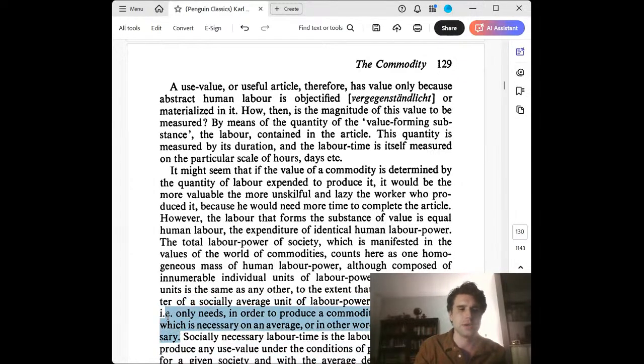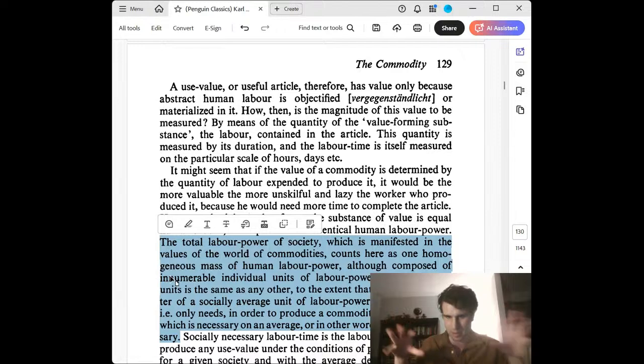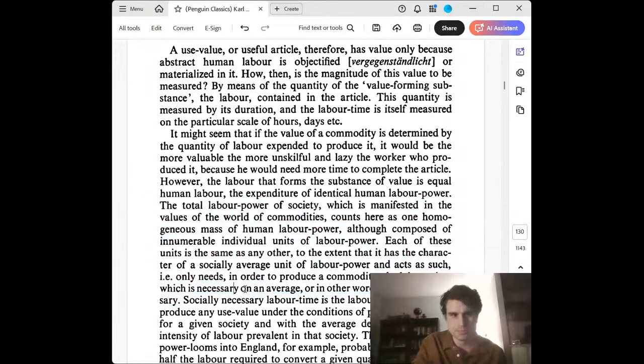So if we abstract and talk about the total labor power of society, we can look at that as a bunch of different units. And each of those units, when we think about them from the standpoint of the whole, does something on average. It takes those units an average amount of time to do things. And so something in there is socially necessary, right?